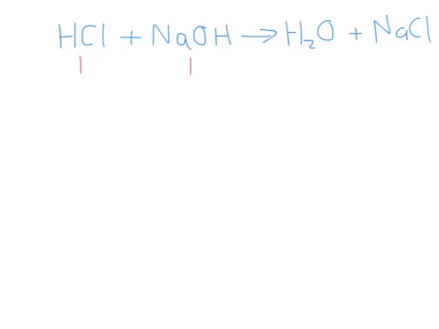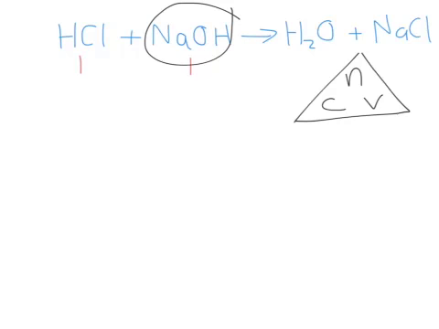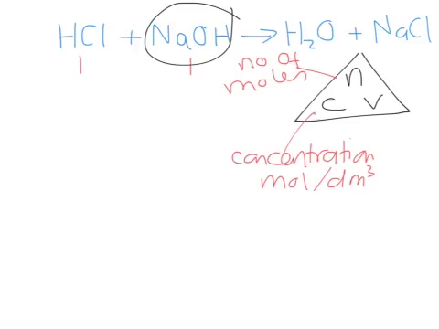Now the whole purpose of an acid-base titration using volumes of titration is to work out the concentration of an unknown. In this case, the unknown concentration is for sodium hydroxide. We can use the triangle to work out concentration as shown, where N stands for number of moles, C equals concentration in moles per decimetre cubed, and V equals volume in decimetres cubed.